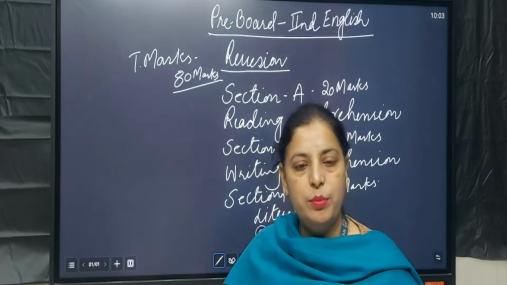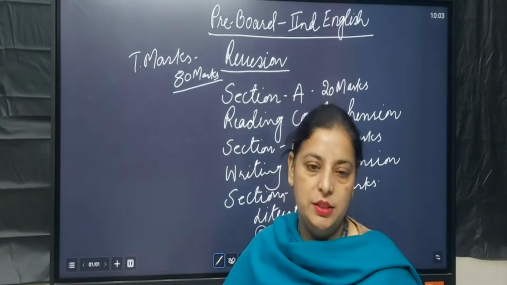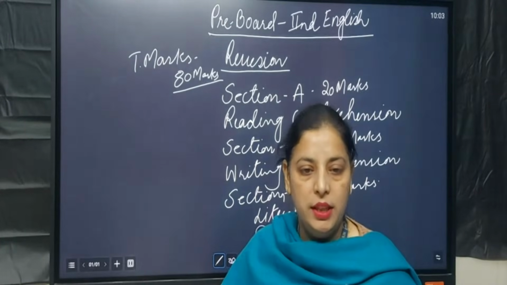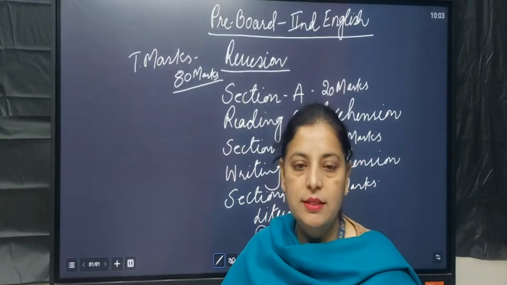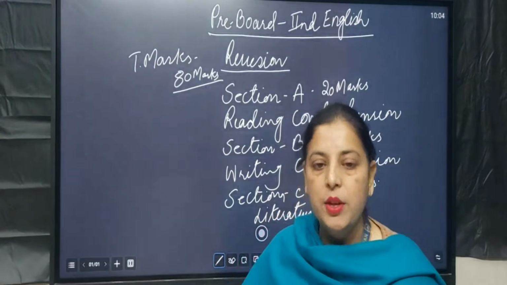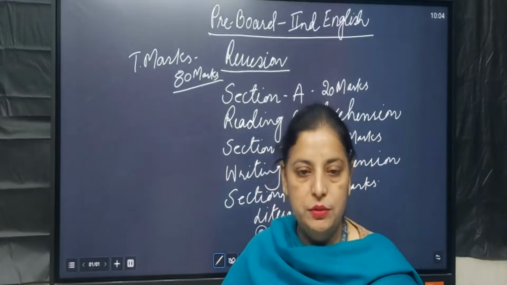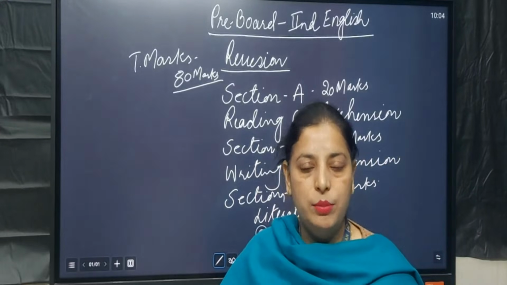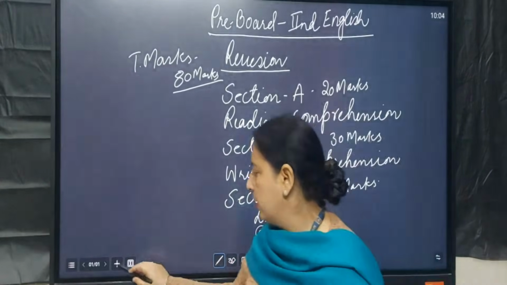So you all already know this. You must remember and revise that we have three basic sections in our board exam: section A, section B, and section C. Section A evaluates reading skills, section B evaluates writing skills, and section C is the literature part. So let us start with section A. What kind of questions do we have in section A and how are the 10 marks distributed in question number 1? So let us start, beta.